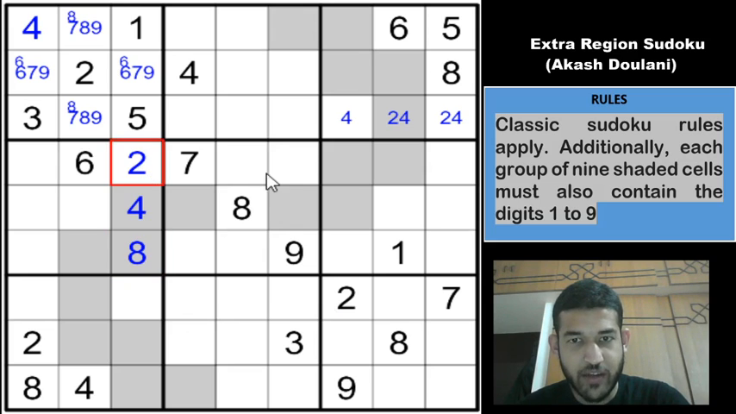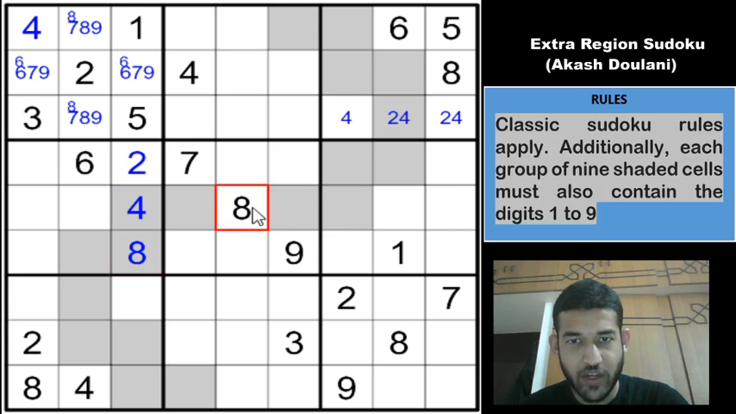So can we make progress with the 2s further? I don't think so. We have 3 possibilities for the 2 here. So let us try to change our style. So we have a 4 here.